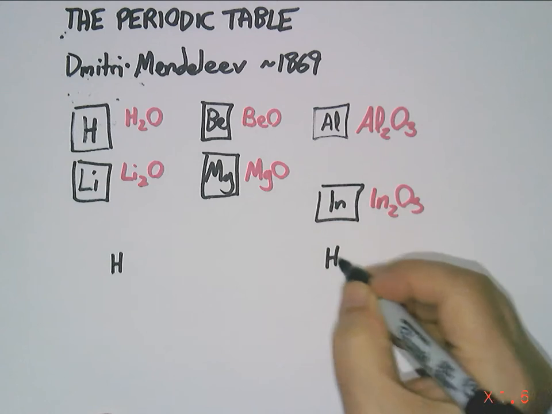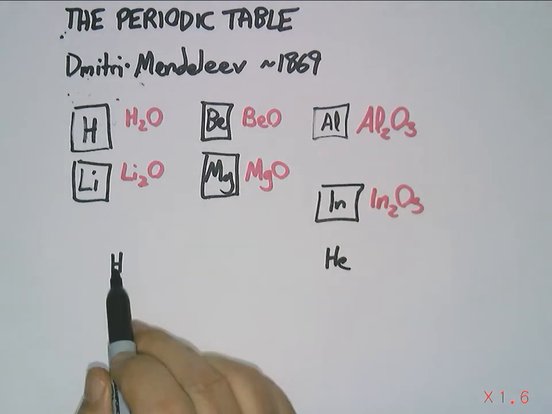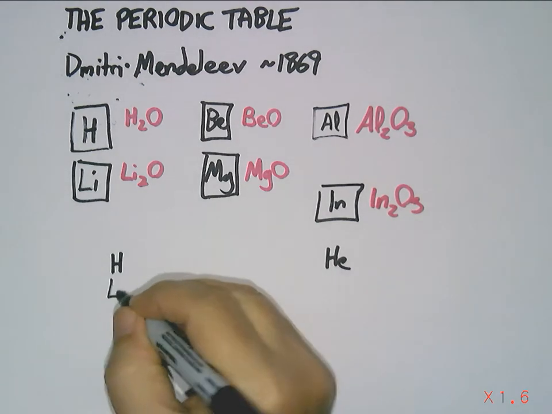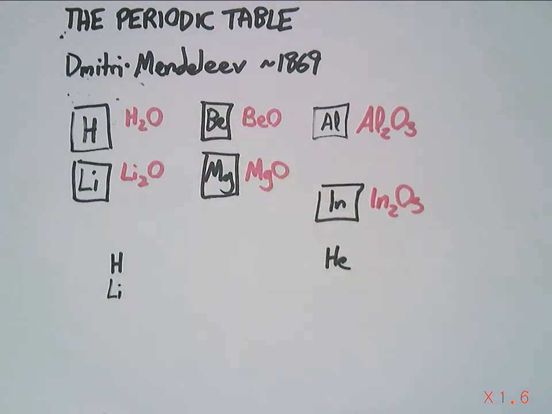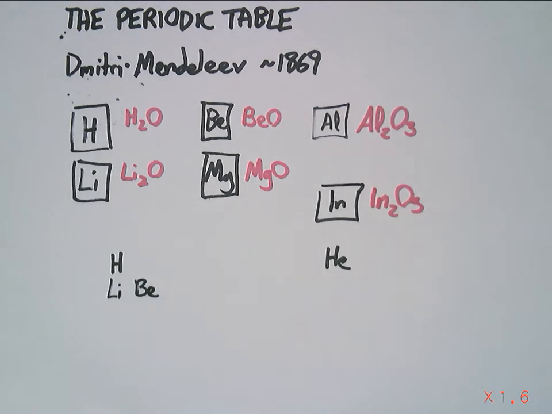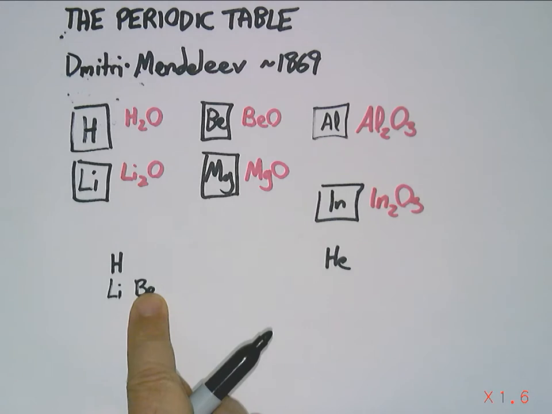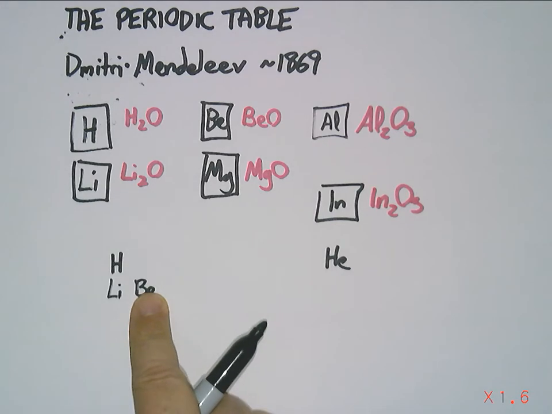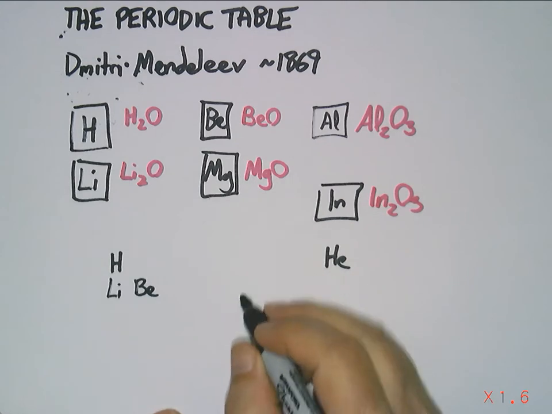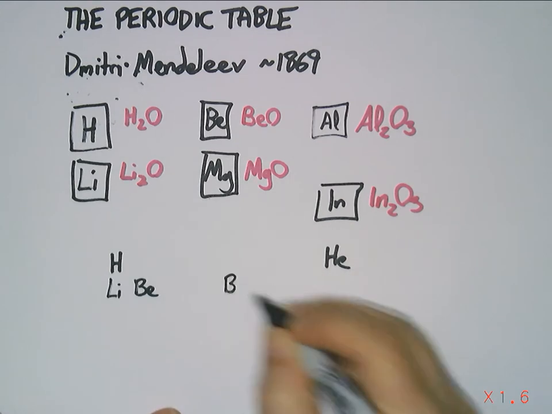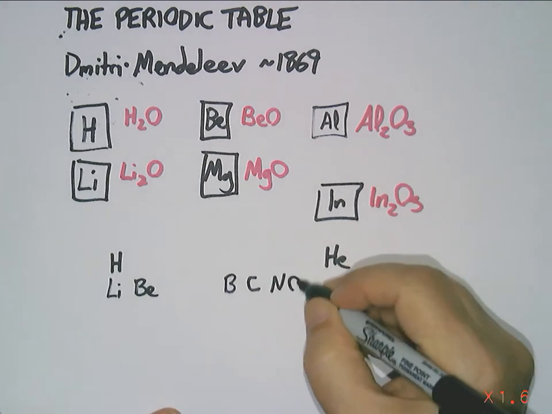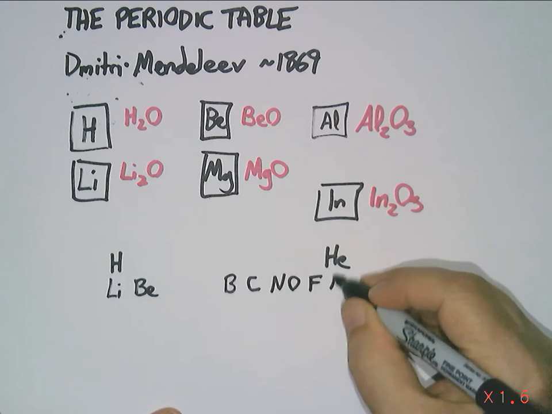He didn't know about helium, but I'm going to put it in anyway. This is the lightest element. That's the next heaviest element. And then you get lithium, and he puts it under there because they have the same oxide formula. Then beryllium, which is a different one, but it's the next one up in mass. And then you have boron, carbon, nitrogen, oxygen, fluorine, and neon.